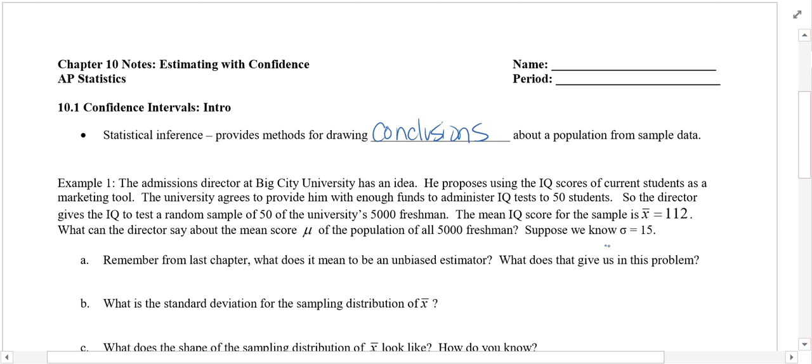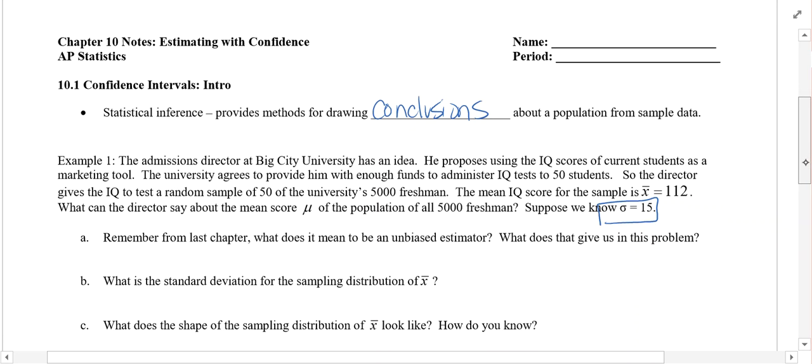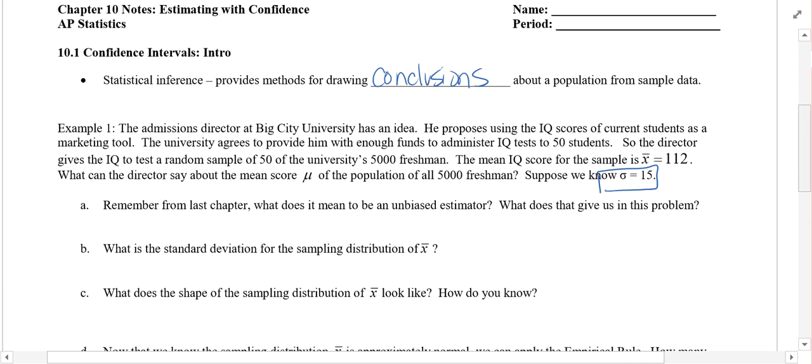Okay, so this is an important thing. We're going to talk about standard deviations throughout this chapter. So this is the population standard deviation. And we're going to have a couple sections in this chapter. But basically what we're trying to estimate is the mean score for all freshmen on their IQ test, versus just the information we have, which is of the sample of the 50 university students.